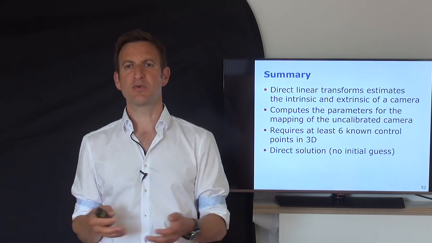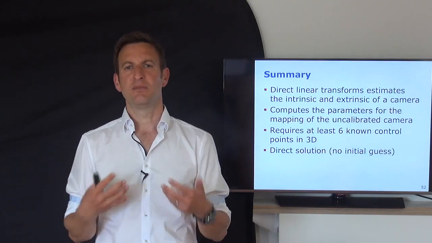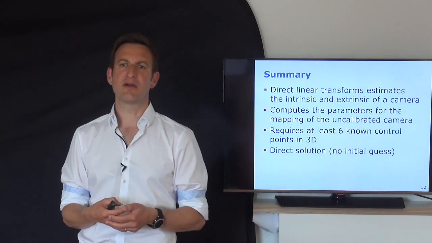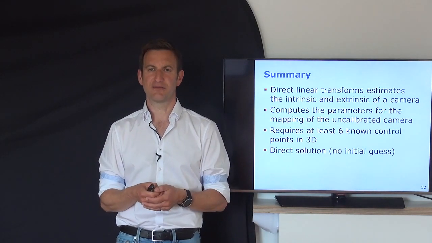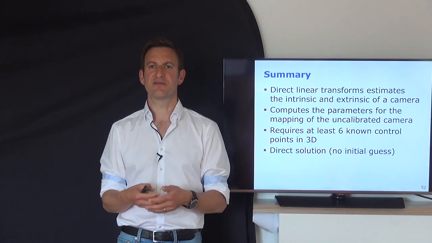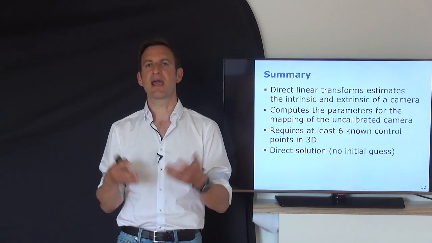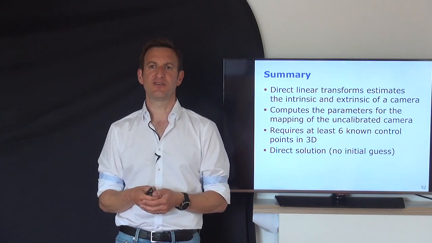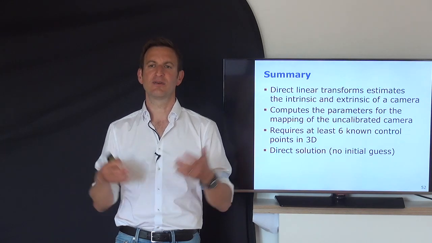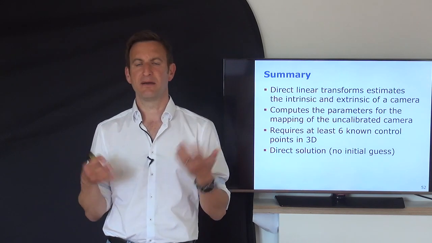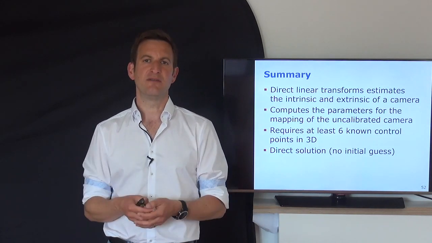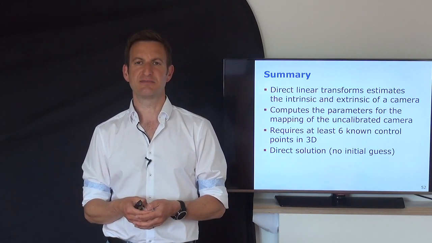This is a prerequisite for applying this. But if we have that, we can compute a direct solution. We don't need an initial guess and we get our parameters out of that system. As a result, we can calibrate our camera knowing 6 points in the environment. At least, of course; the more points we get, the better our results get. That should be clear, because we have more information from the observations that we can exploit.